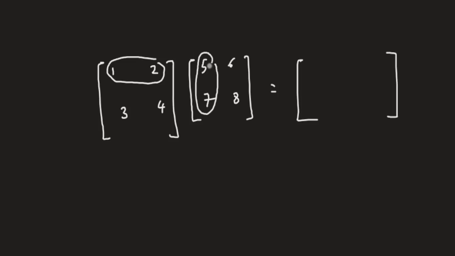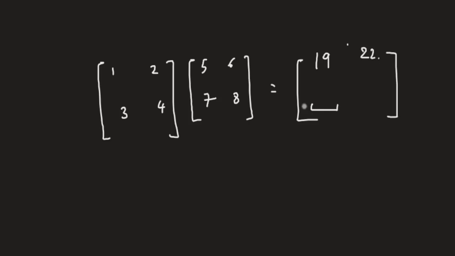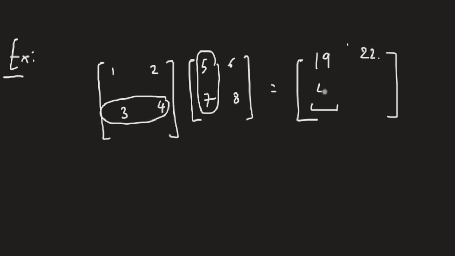So 1 by 5 is 5 plus 2 by 7 is 14. So 5 plus 14 is 19. Next, to compute C12, so the guy over here, we grab the same row of A, but this time the second column of B. So 1 by 6 is 6, 2 by 8 is 16. Add them up, you get 22. Now, to compute C21, so this guy over here, we grab the second row of A and the first column of B. So 3 by 5 is 15, 4 by 7, 28. 28 plus 15 is 43.